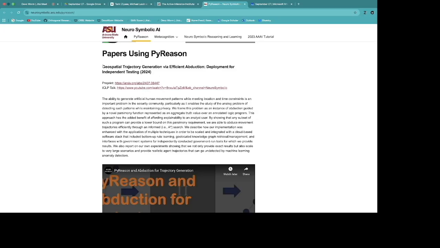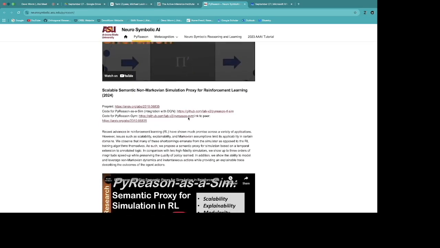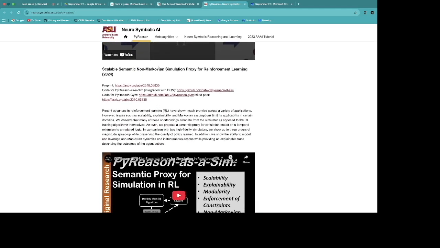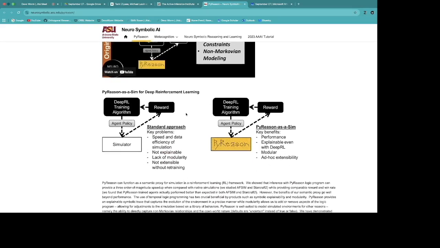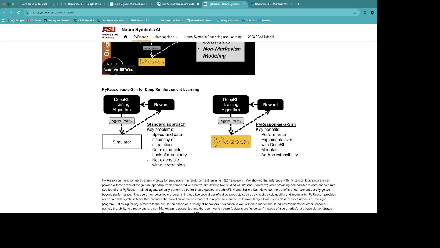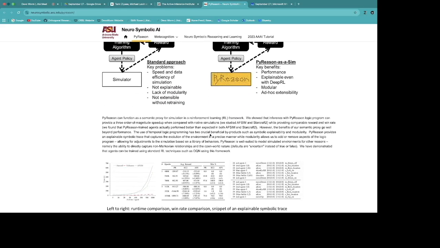This one is geospatial trajectory generation via efficient abduction, deployment for independent testing. Of course, abduction being a type of inference. We have the preprint and this talk at ICLP. And the next one is scalable semantic non-Markovian simulation proxy for reinforcement learning. The next one is PyReason as a sim for deep reinforcement learning.